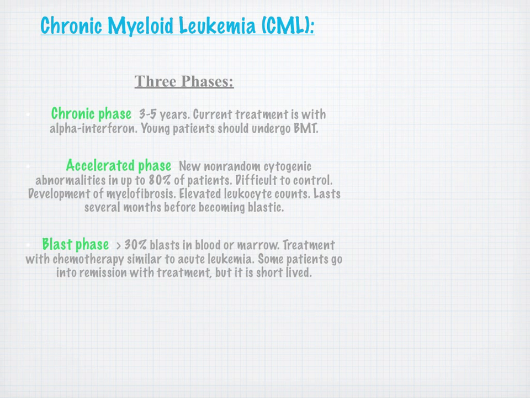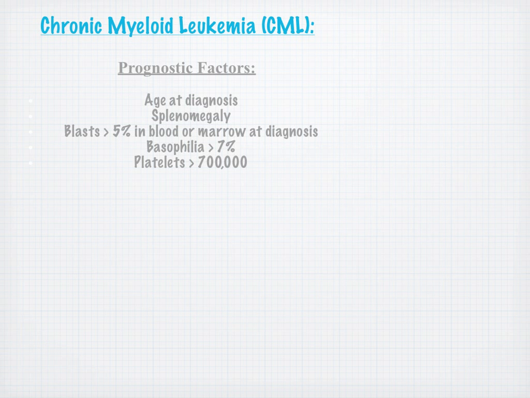The accelerated phase, new non-random cytogenetic abnormalities in up to 80%. So this one's difficult to control. This is where myelofibrosis that we talked about in a previous voiceover can develop. Elevated leukocyte counts last several months before becoming blastic, and then the blast phase is when there's greater than 30% of blasts in the bone marrow or the blood. And the treatment with chemotherapy is similar to acute leukemia. Some patients will go into remission with treatment, but it's often short-lived. So, a very not happy topic.